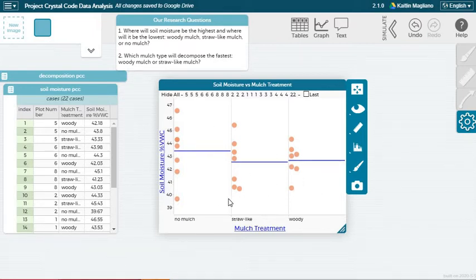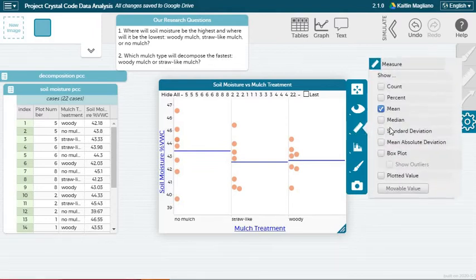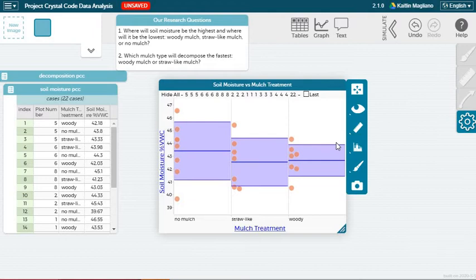So how can we know for sure that this average or mean shows a real difference, or could it be higher just by chance? To add our standard deviation to the graph, select standard deviation in the toolbar on the right, same place where we added the mean. This creates lines above and below the mean that are one standard deviation away from the mean. So that gives us a visual idea of how spread out the data is.